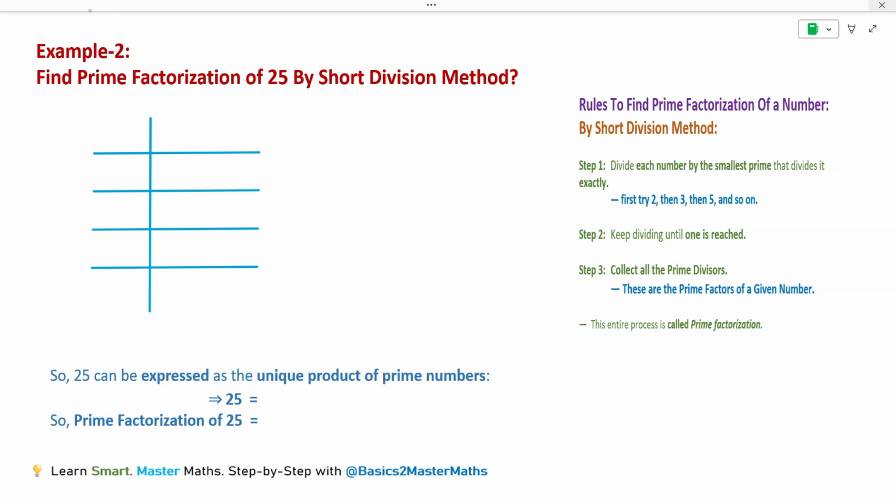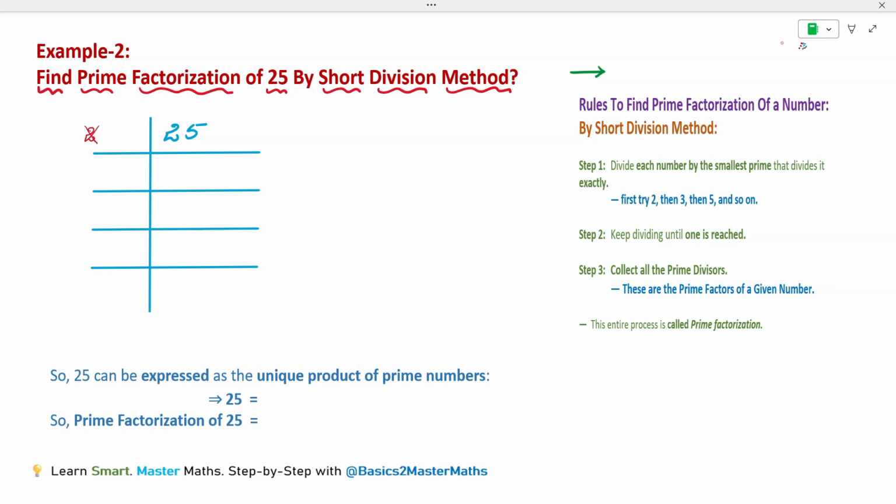Today, we will learn how to find prime factorization of 25 by short division method. Before solving the problem, please go through the rules. Try dividing 25 by the smallest prime 2.